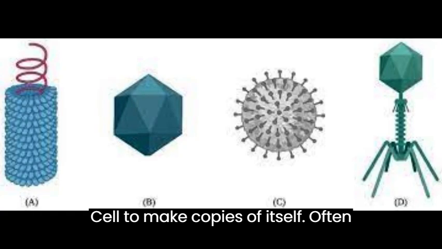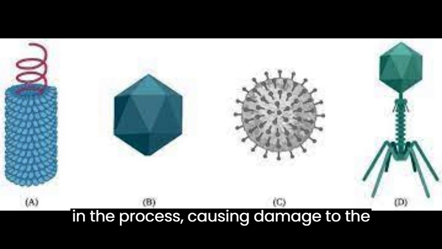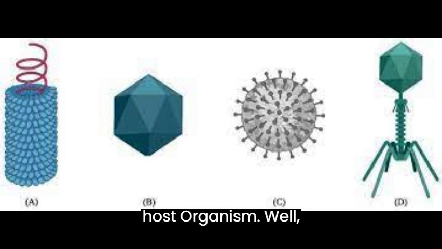So now I'm going to describe the virus. A virus is an infectious microbe consisting of a segment of nucleic acid, either DNA or RNA, surrounded by a protein coat. A virus cannot replicate alone. Instead, it must infect cells and use components of the host cell to make copies of itself. Often, a virus ends up killing the host cell, in the process causing damage to the host organism.